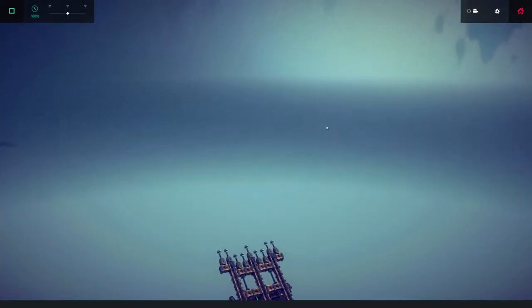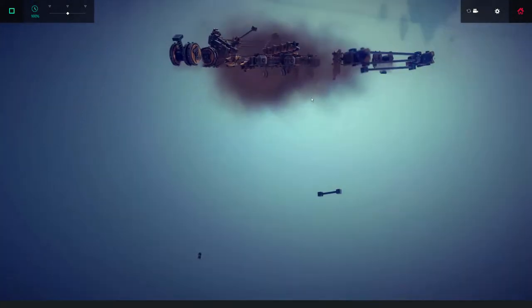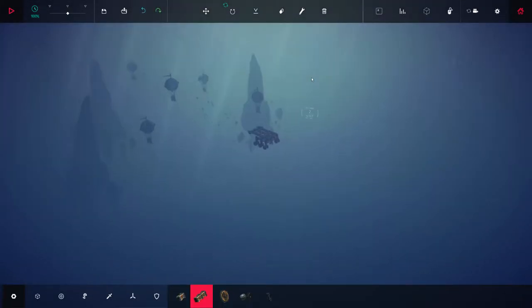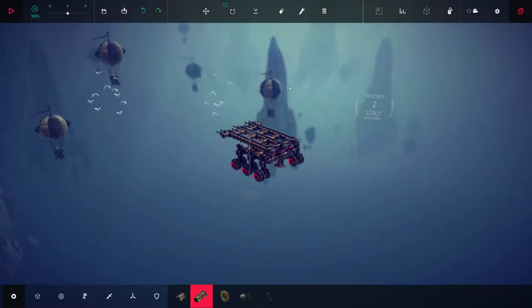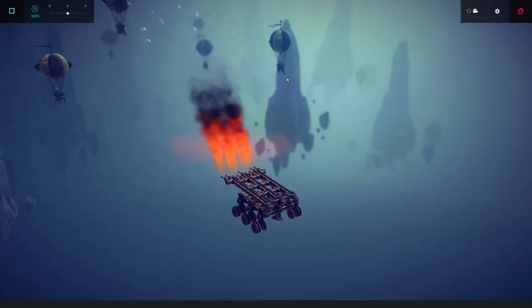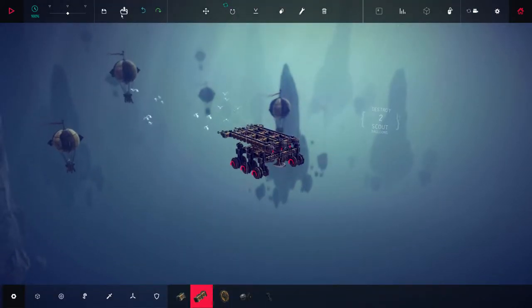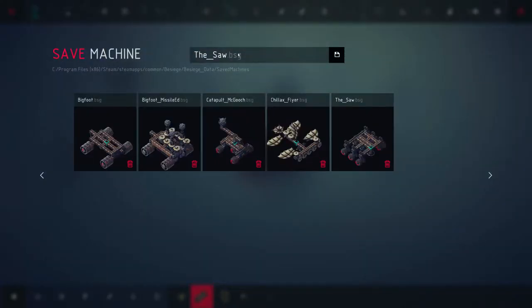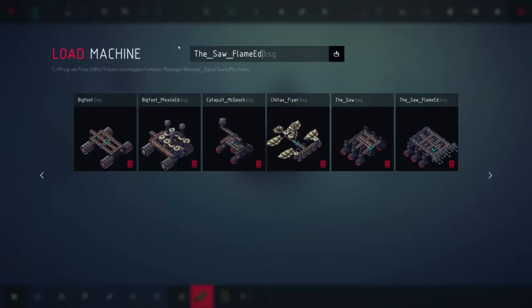Oh, what the heck? Holy smokes. Are you kidding me? Destroy two scout balloons? Flame on. Oh, that's not going to work. Okay. Oh, you know what, though? All right, let's save this. The Saw Flame Edition. Okay. And then what we're going to do, we're going to load up the old Chillax Flyer.